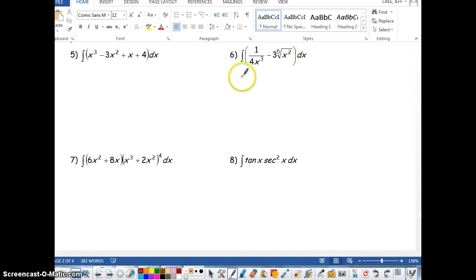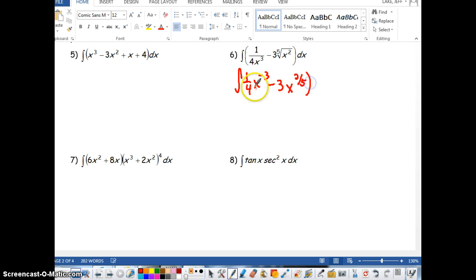So number 6 here, what I notice is the first thing I have is a fraction. I want to change that fraction, so I'm going to make this to be the integral of 1/4. The 4 stays on the bottom. That's a common mistake. The x is what goes to the top. We're integrating there really with that x. The x that goes to the top is the x to the negative 3, and this is minus 3, and then x to the 2/5.